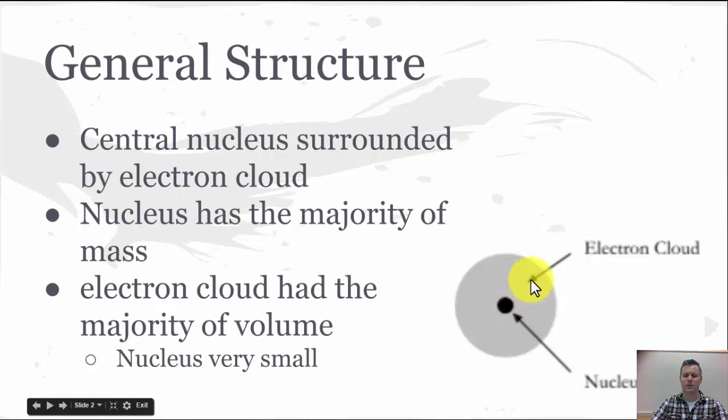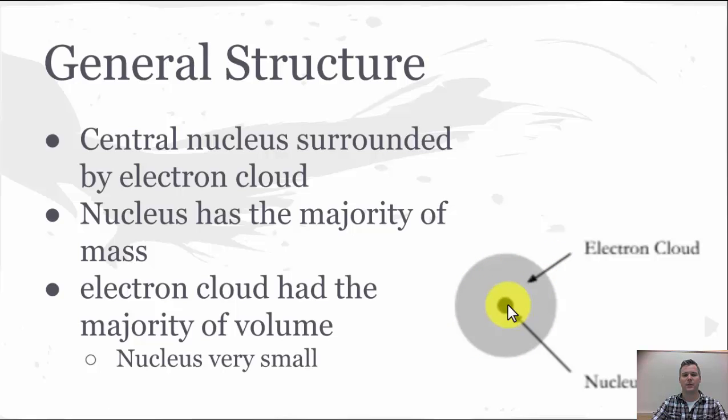With the electron cloud, though, this is the majority of the volume. So the majority of the volume, or the majority of the actual atom, is the electron cloud. Majority of the mass is the nucleus. The nucleus is incredibly small in relation to this electron cloud. To scale, this isn't even close.